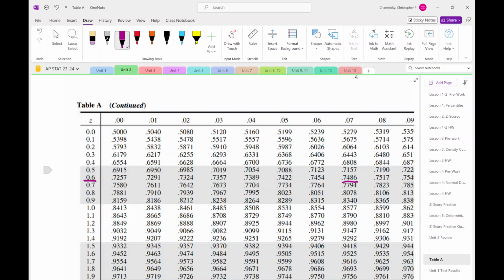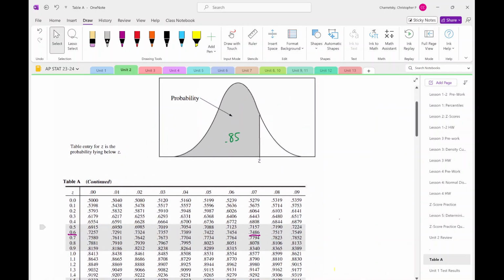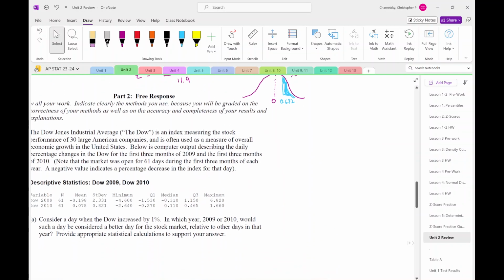And the reason we're getting that 0.75 is because our graph shades from left to right. So what we're finding over here is this 0.7486, which if we subtract from 1, we're going to get that 0.2514, I think. And that would be the answer that we're actually looking for over here, this shaded area. Okay. That's the end of our multiple choice.